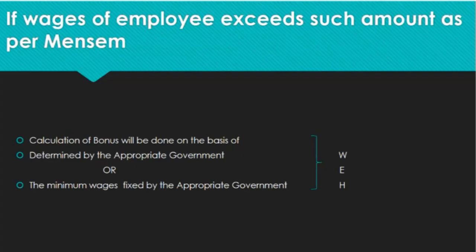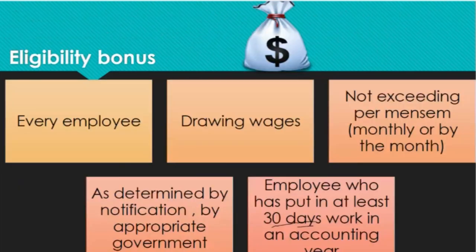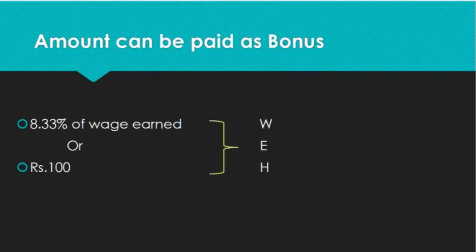Okay, so if the wages are given as per the prescribed limit of the government, and the employee has worked for 30 days during the last accounting year, then 8.33% or 100 rupees, whichever is higher, will be given as bonus.